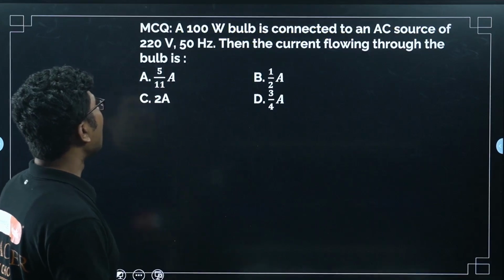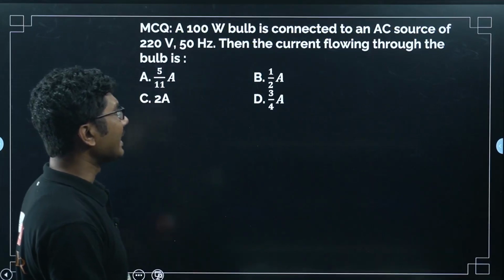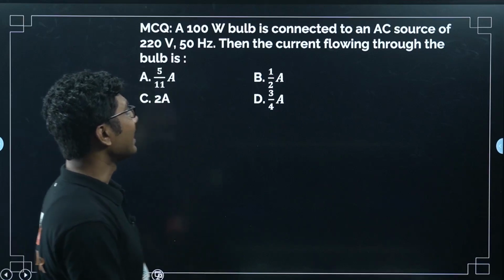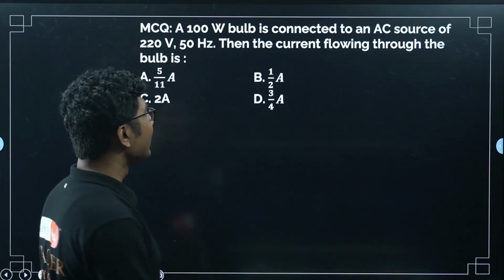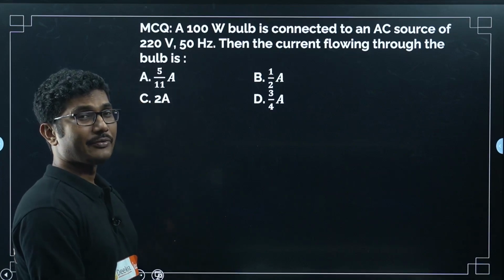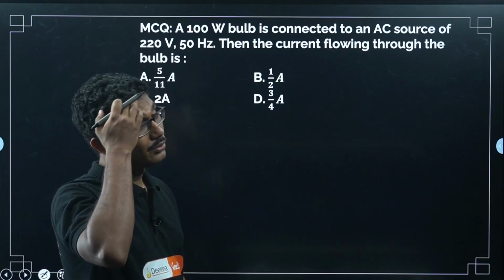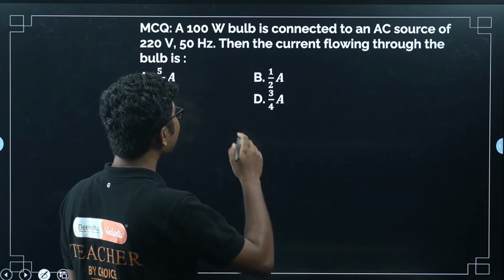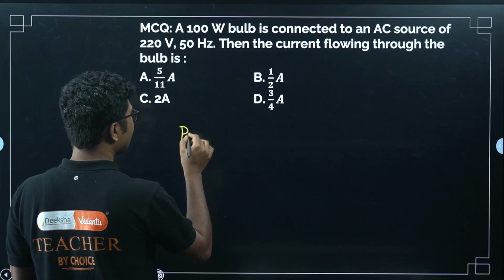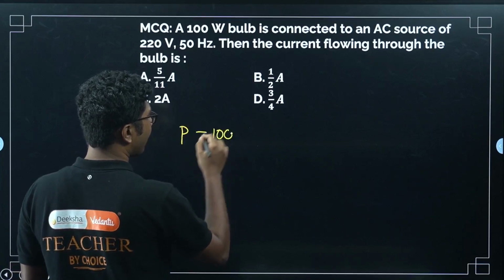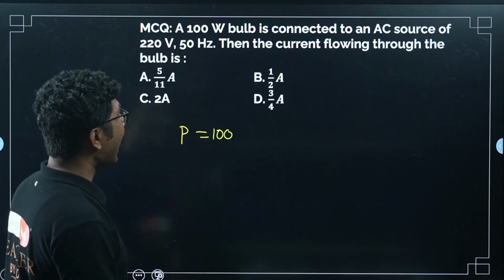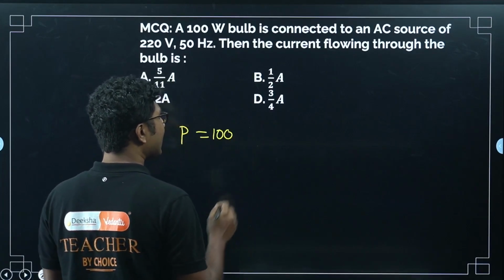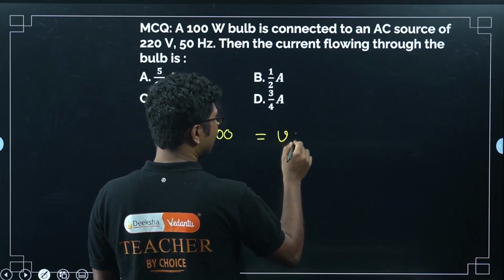One problem. A 100-watt bulb is connected to an AC source of 220 volt 50 Hz. Then the current flowing through the bulb is. Very simple question. This is a question where you might be confused about what to do, because they have given a lot of values. Okay, the power consumed by the bulb is given as 100 watt. Remember that this is the average power, and it is connected to an AC source of 220 volt. So P is equal to what? VI.